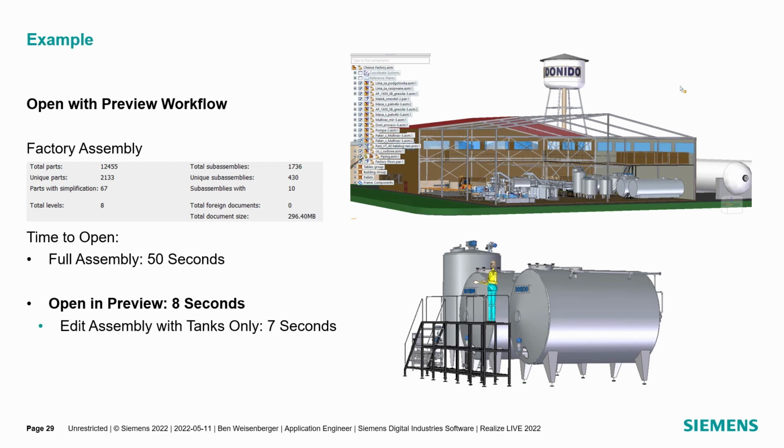Thought it was also worth pointing out the benefits of using preview mode on a moderately sized assembly. Here you can see it would have taken just under 1 minute to fully open up this factory, which has around 12,500 parts. However, we can open it into preview mode in just 8 seconds, then change the display to focus on what we want to work on, in this case the tanks. Then when we choose to edit the assembly, it takes just 7 more seconds to fully load that part into the structure. Some really impressive time savings, which would be even greater on a larger design.